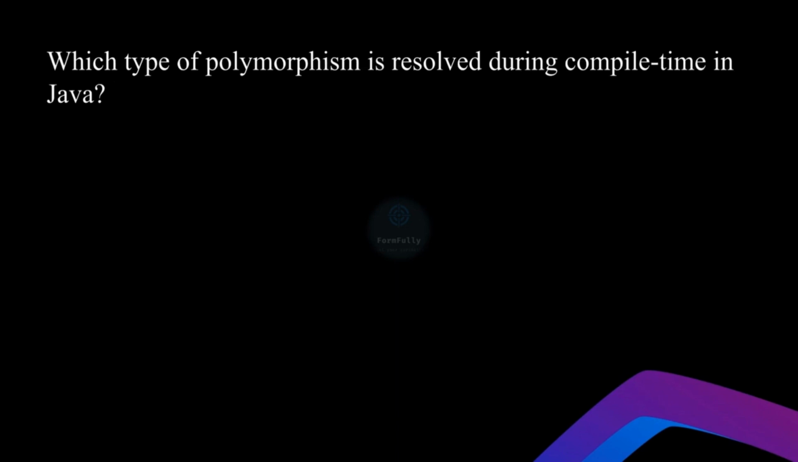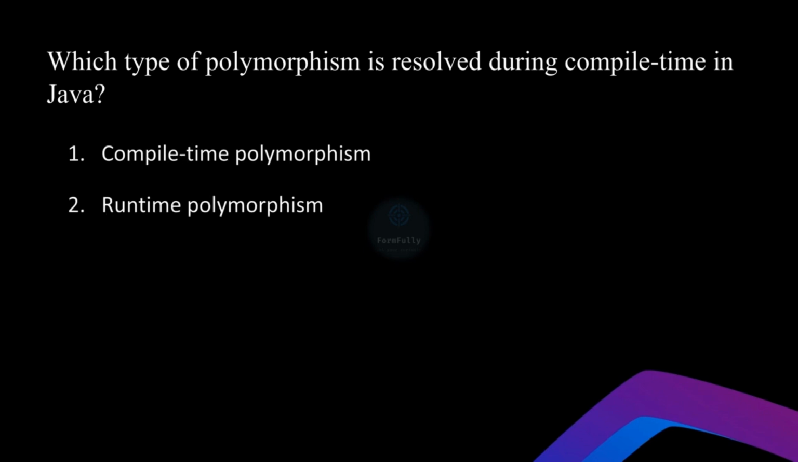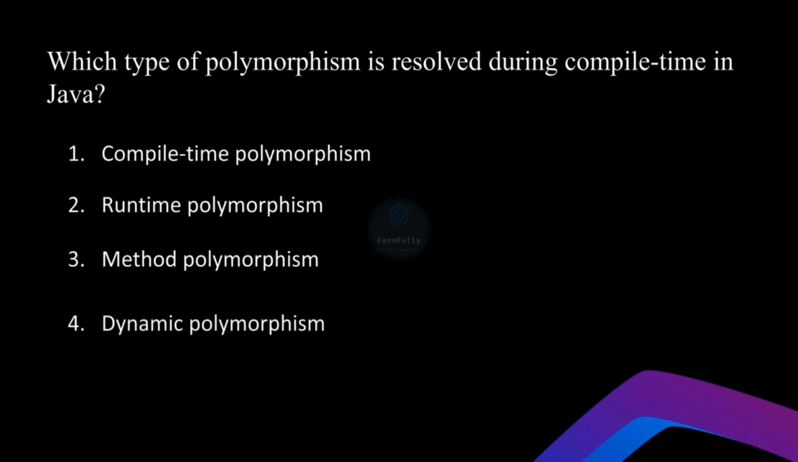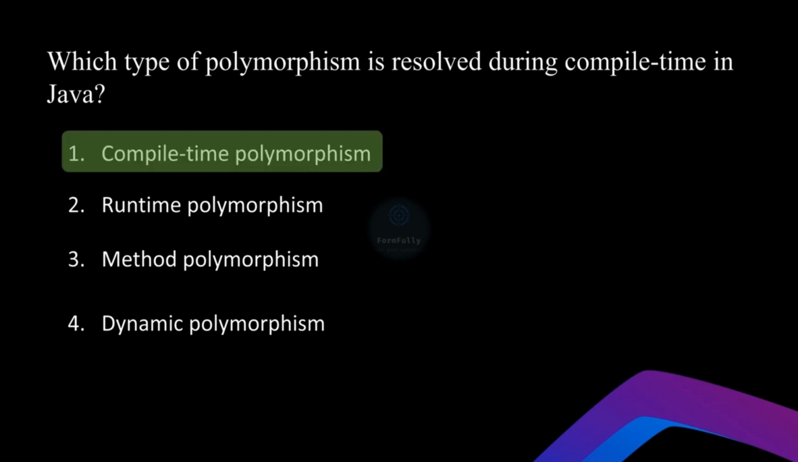Which type of polymorphism is resolved during compile time in Java? Compile time polymorphism, runtime polymorphism, method polymorphism, dynamic polymorphism. The type of polymorphism that is resolved during compile time in Java is called compile time polymorphism or static polymorphism. This is also known as method overloading. You know that method overloading is multiple methods in the same class have the same name but differ in the number or types of parameters. The compiler determines which method to call based on the number and types of arguments passed at compile time.